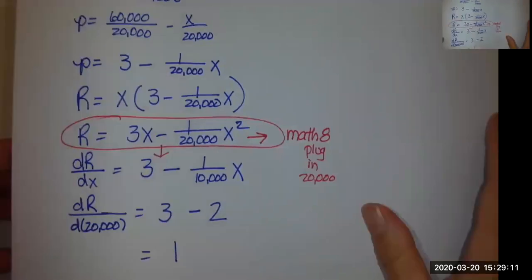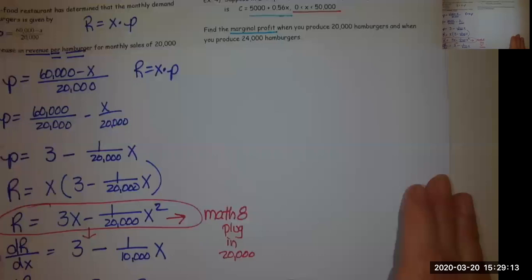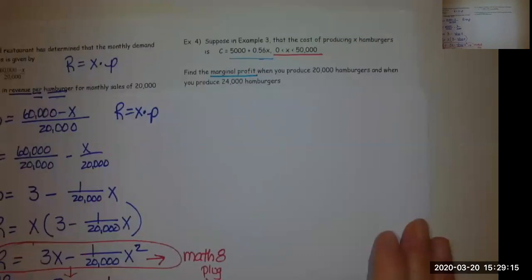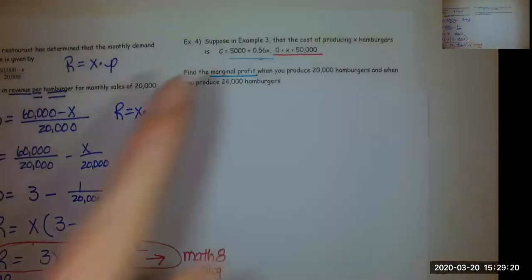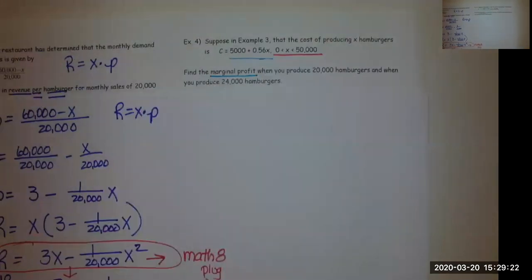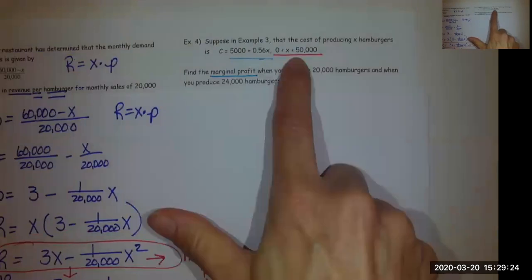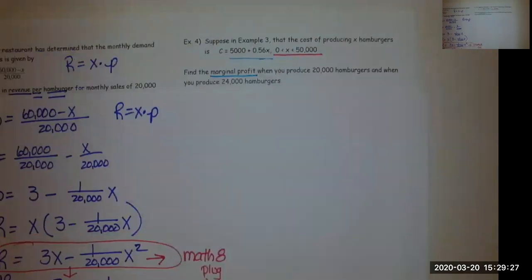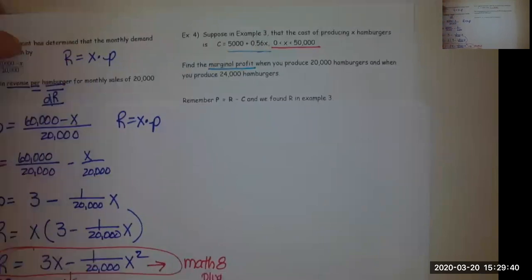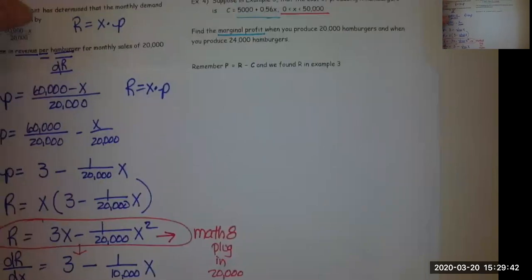So let's look at example 4. Suppose in example 3, the cost of producing X hamburgers is 5,000 plus 0.56X, and that's for 0 to 50,000. Find the marginal profit when you produce 20,000 hamburgers and when you produce 24,000 hamburgers. So what is the formula for profit? We already remember that profit is revenue minus cost.